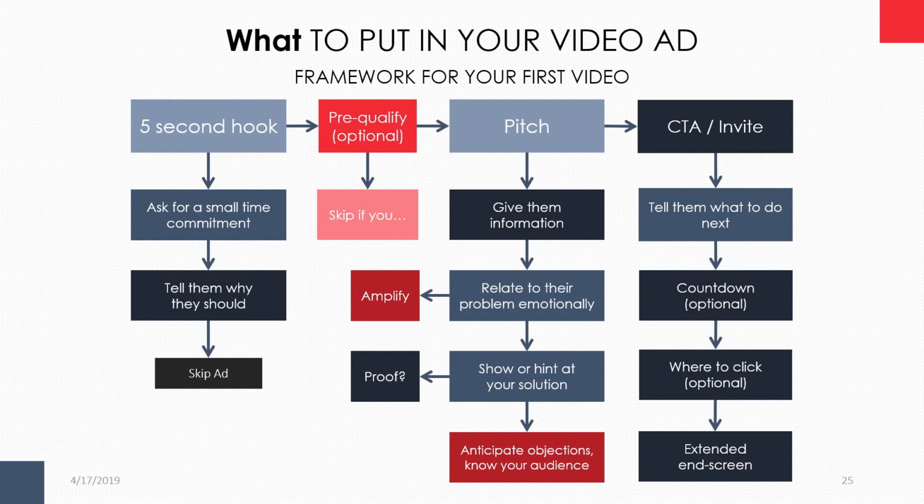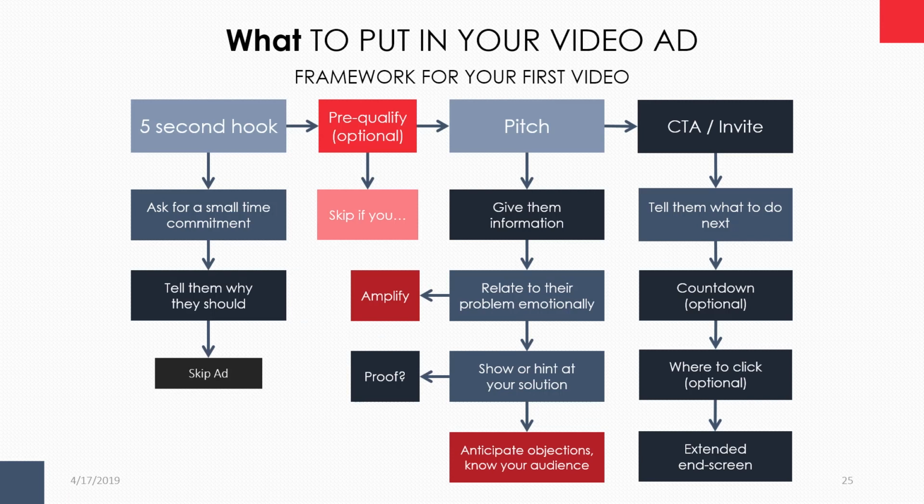So for an in-stream ad, you have a 5-second full 100% attention. They cannot skip the ad. Let's assume that these are skippable in-stream ads. And this is where you say, I need a small time commitment. So for an example, give me 62 seconds and I'll show you how to do X, Y, Z. You should also tell them why they should. At that point, they can skip the ad. The next step would be pre-qualify them. So you could say, skip this ad if this offer is not for you. Or feel free to skip this ad if you're not interested in X, Y, Z. This helps prevent you from paying money.